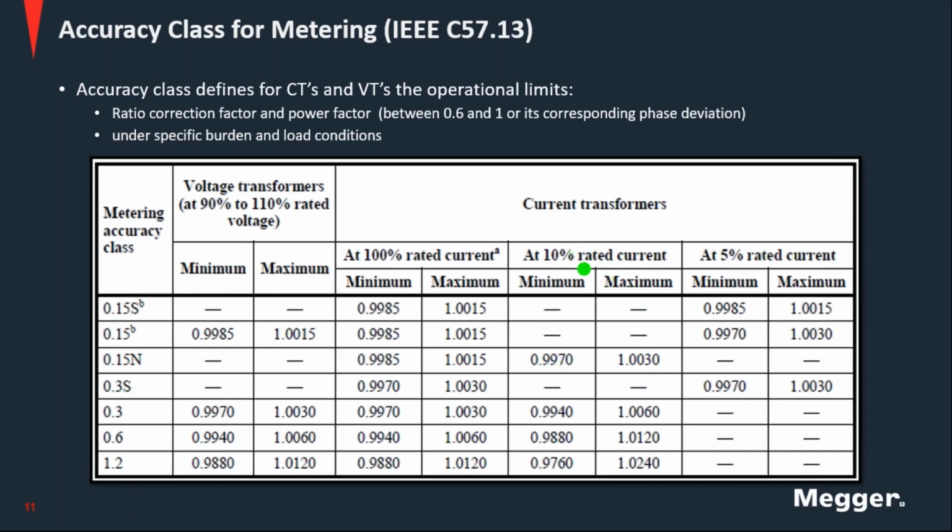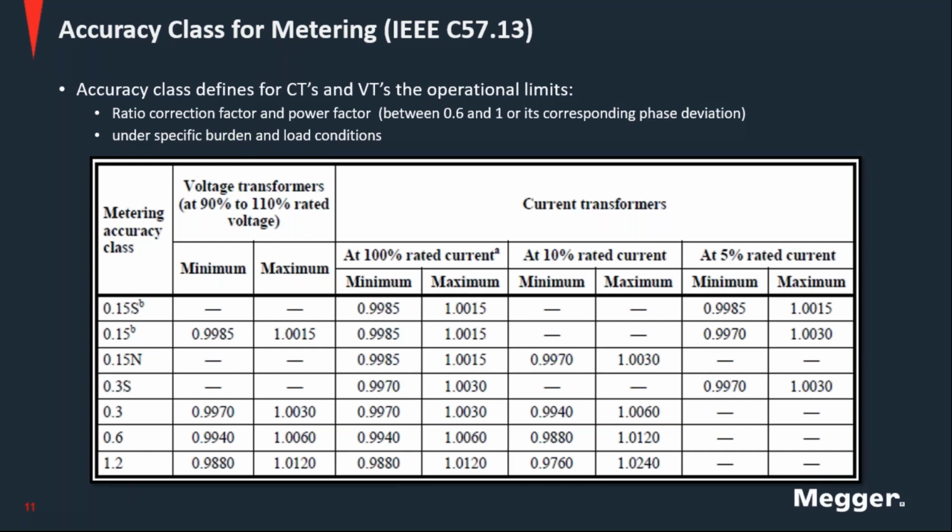And that's why here we need to go down to 10%, different from voltage transformers. And again, you have the limits, the minimum and the maximum limit for the ratio error, for the ratio correction factor. Now, this is in relation to the construction of the CT, and this is what the manufacturer guarantees, but this also depends on what is connected to that instrument transformer.